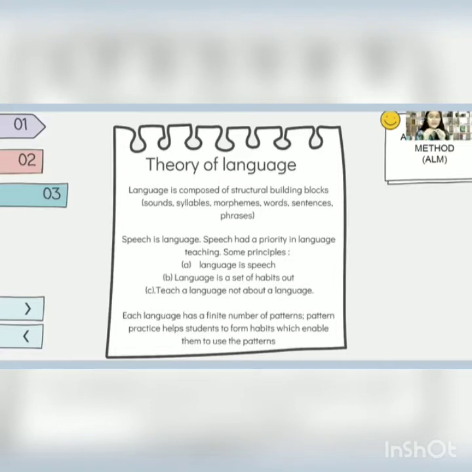Theory of language. Language is composed of structural building blocks: sounds, labels, morphemes, words, sentences, and phrases. Speech is language. Speech had priority in language teaching. Some principles are: language is speech, language is a set of habits, and the last one is teach language, not about a language. Each language has a finite number of patterns. Pattern practice helps students to form habits which enable them to use the patterns.